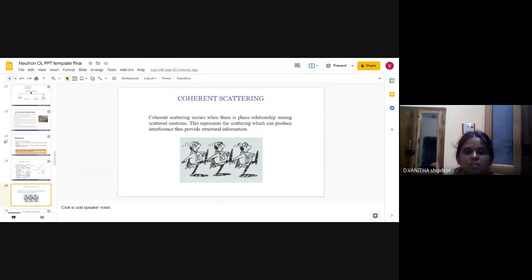The other thing is coherent scattering. How does the scattering take place when a particle is incident on the nucleus? First, coherent scattering occurs when there is a phase relationship among the scattered neutrons. This means the scattering can produce interference and it provides structural information of the nuclei.